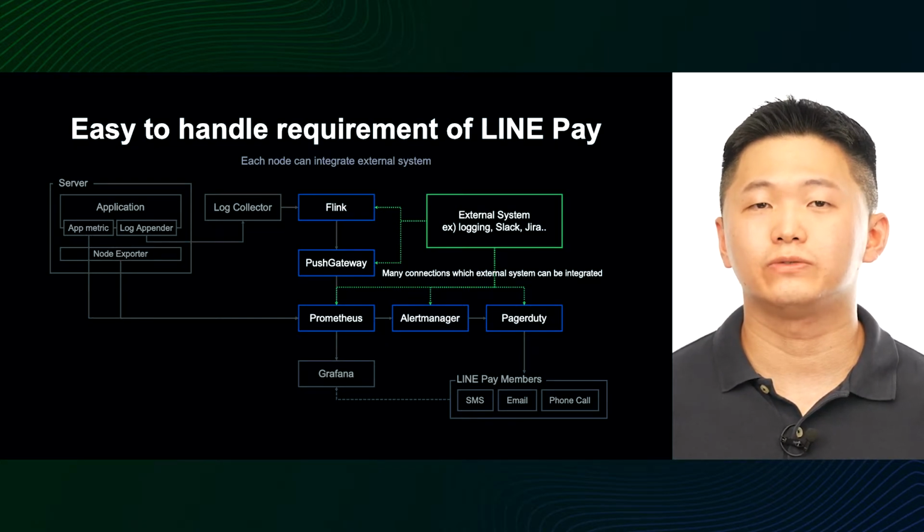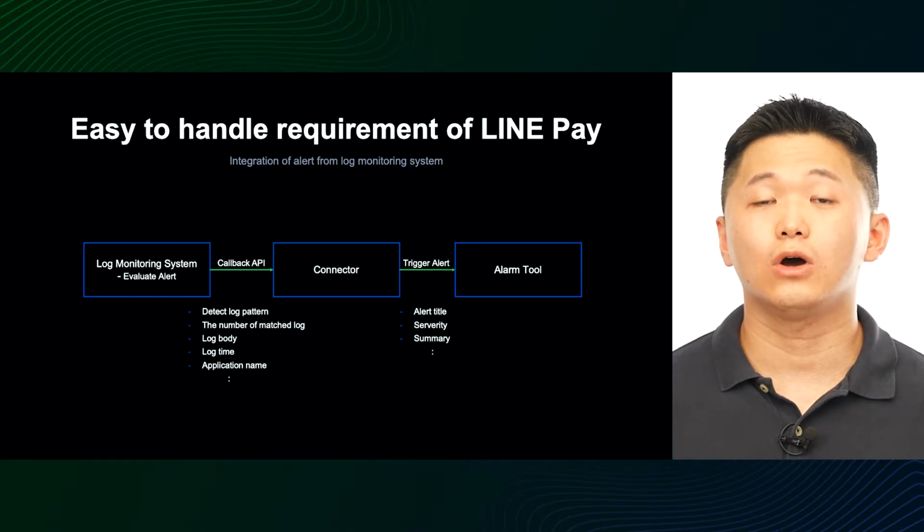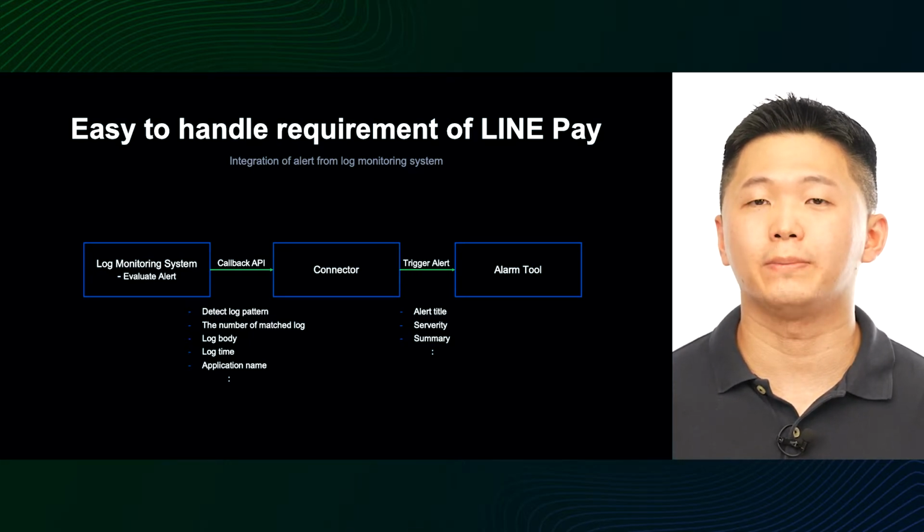And there are many nodes for connection to external systems. We can quickly respond to integration with other systems. For example, the log monitoring system can request a callback API when an alert is fired. A new alarm tool has an alert API. So we made a connector server that receives alerts from the log monitoring system, extracts data from alerts, and sends the API to the alarm tool. In this way, we integrated the alerts of the log monitoring system into our monitoring system.